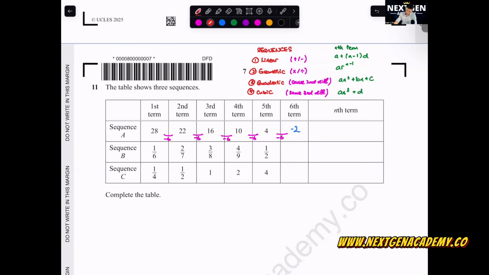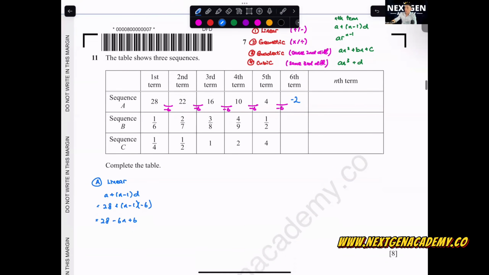Okay, what's the nth term? Let's look at the first one. This is a linear sequence, so the nth term is a plus n minus 1 d. I need to write down this, all of it is finding nth term. A is your first term, which is 28. D is minus 6. 28 minus 6n plus 6. Then we'll get 34 minus 6n, or minus 6n plus 34.